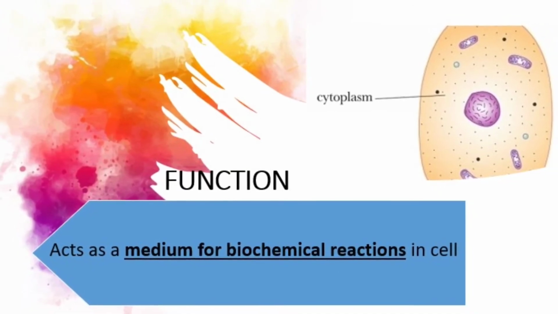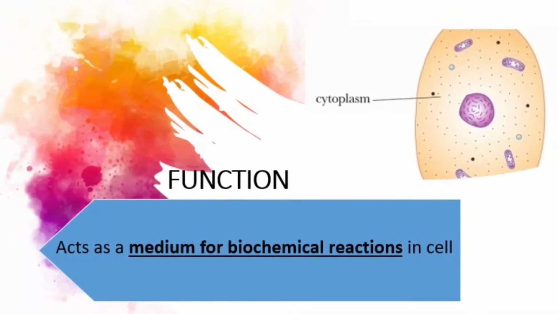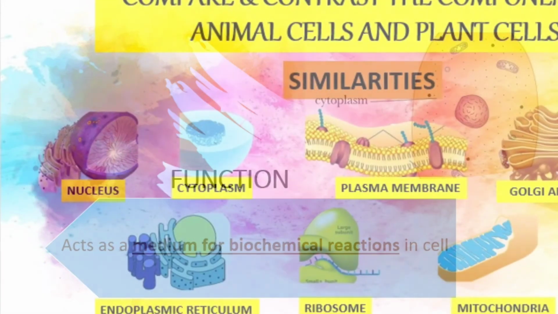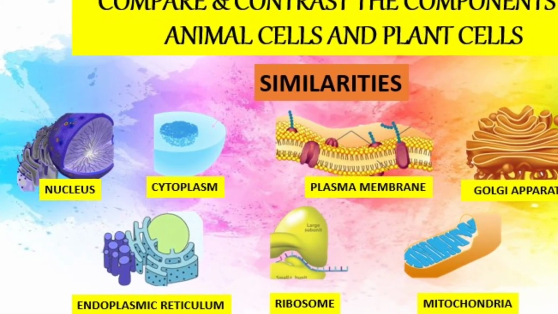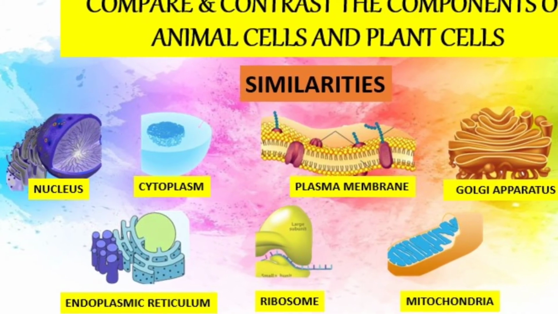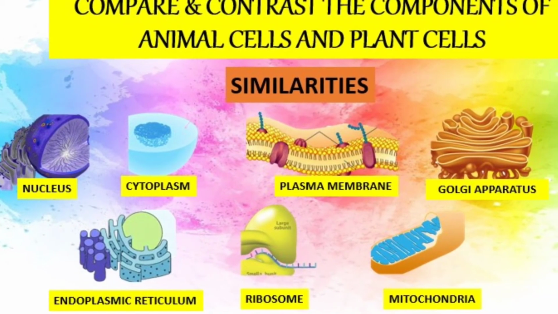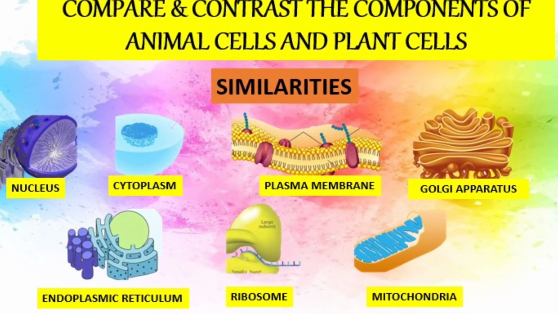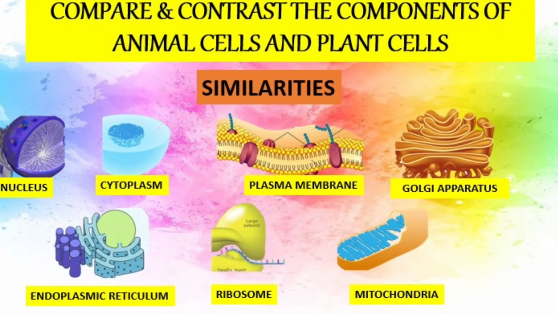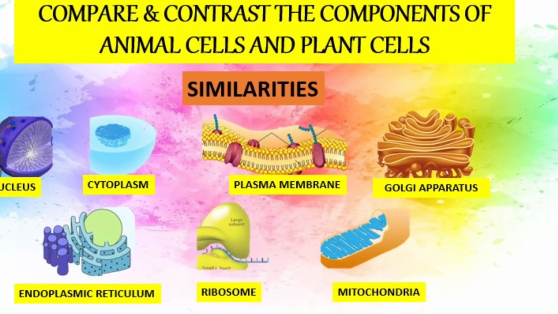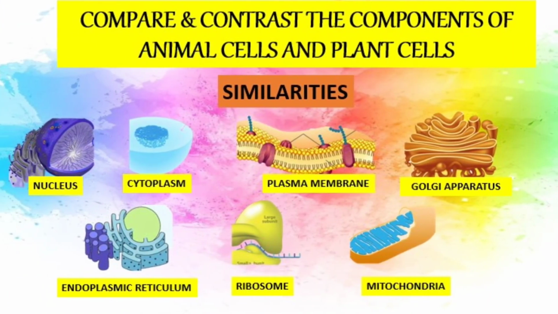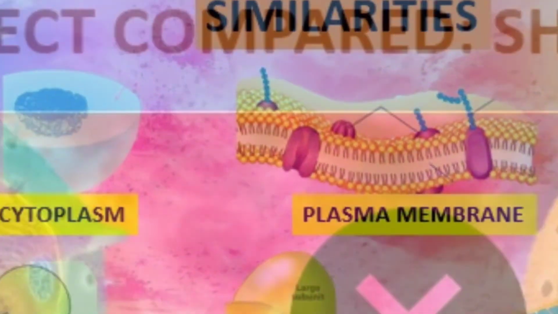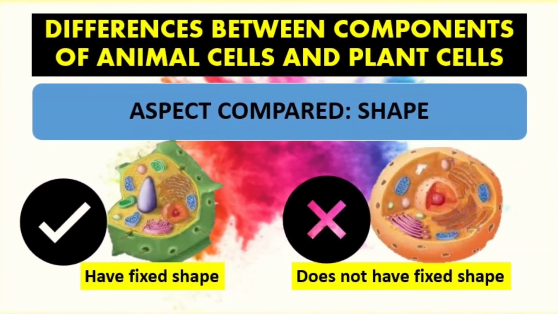Without further delay, we continue to compare and contrast the plant cells and animal cells. Both animal cells and plant cells have nucleus, cytoplasm, plasma membrane, Golgi apparatus, endoplasmic reticulum, ribosome, and mitochondria. The differences between animal cells and plant cells: plant cells have a fixed shape, meanwhile animal cells do not have a fixed shape.